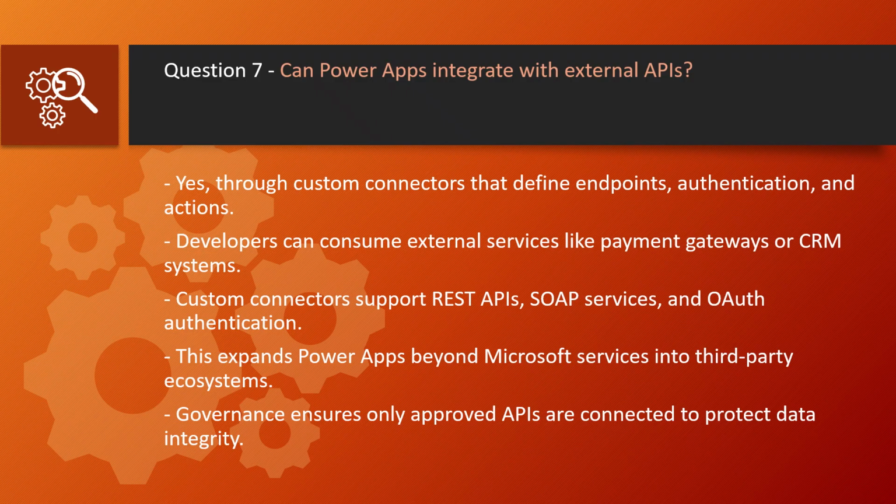Can Power Apps be integrated with an external API? Yes. It can be integrated with an external API by using a custom connector, and in the custom connector you need to define the endpoints, authentications and the actions. In this, a developer can consume external services like a payment gateway or a CRM system. Custom connectors also support REST API, SOAP services and OAuth authentication. Here governance basically ensures that only approved APIs can be connected.